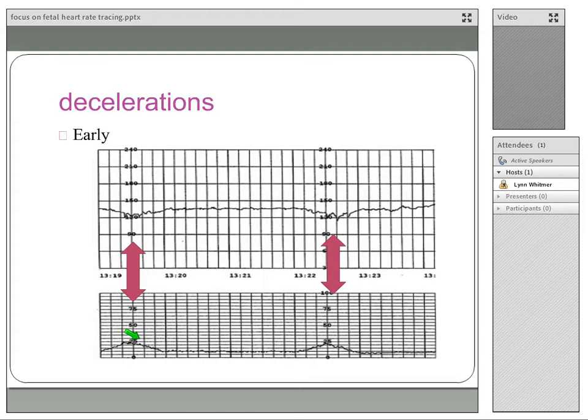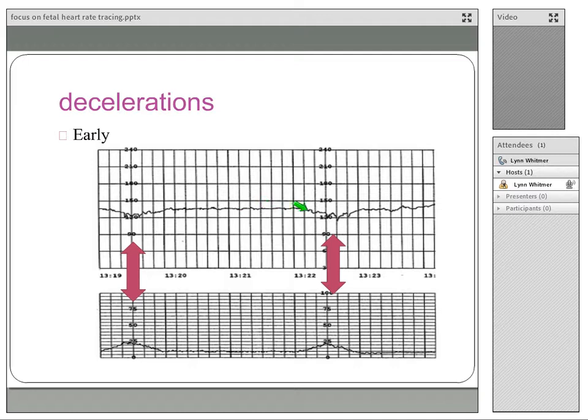So it is actually mirroring the contraction. We call those head compression, meaning the head is being squeezed, there is a vagal response. And you'll see my little drawings here to support that. I got very excited when I was able to make these a little animated. Now the other thing I want to point out, first of all, is what is your fetal heart rate here? I'd say it's about 100, or maybe 110, is our baseline. And we have decreased variability here, right? We have minimal variability.